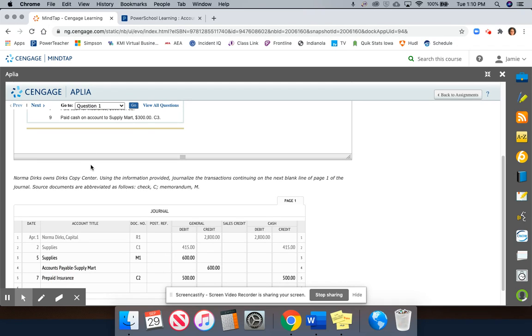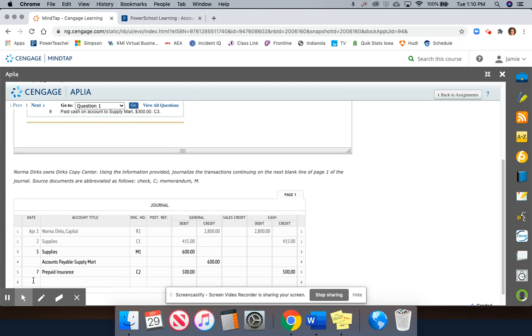Our last transaction, we paid cash on account to Supply Mart, $300. So on the 9th, we wrote a check, so C3. And I like to do the special account first. So paid cash on account to Supply Mart, $300. So I'm going to credit cash for $300. And then we need to debit an account. I'm going to debit accounts payable Supply Mart. Debit their account for $300.